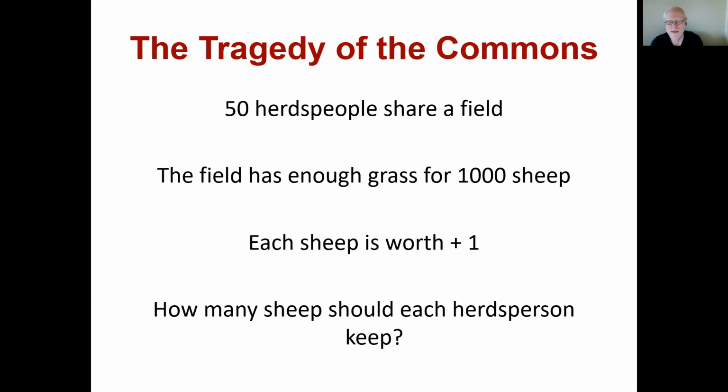So let's look at the tragedy of the commons. Here's a situation where 50 herds people share a field. So it's a commons. The field has enough grass for 1,000 sheep, and each sheep is worth +1. So how many sheep should each herds person keep? Think about it for a second. Maybe do a little bit of math.